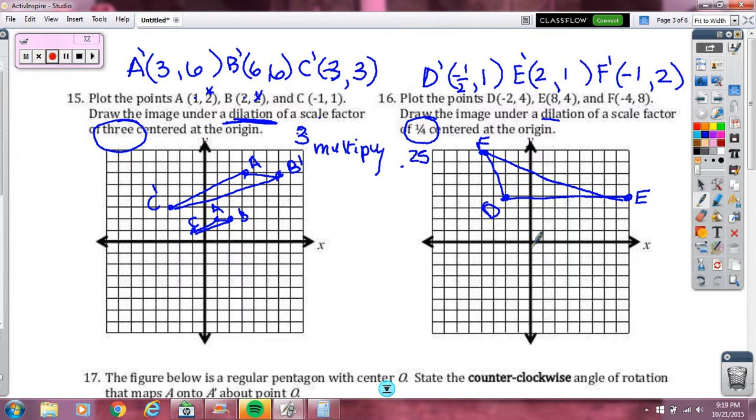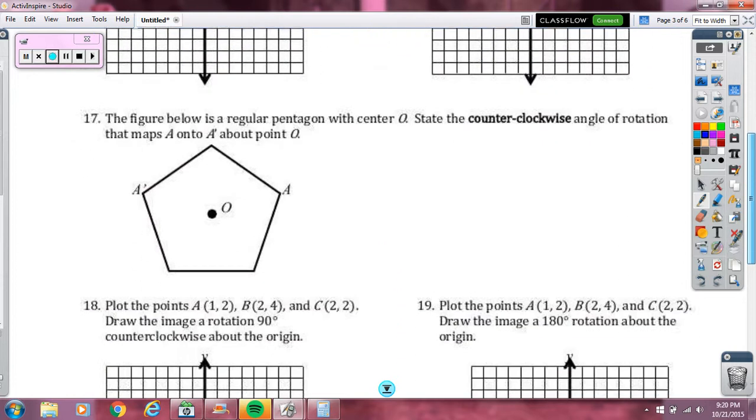And I'll just go graph those. So to the left a half, up 1, there's D prime. 2, 1, there's E prime. And -1, 2, there's F prime. So I've got like a smaller version of the triangle. I think we're done with dilations.